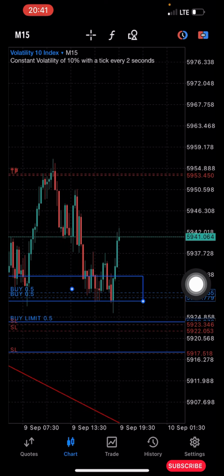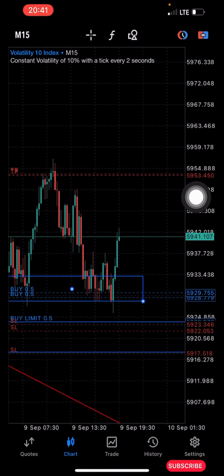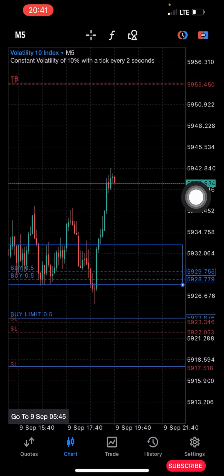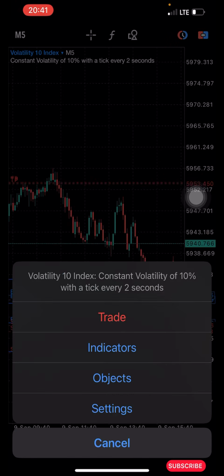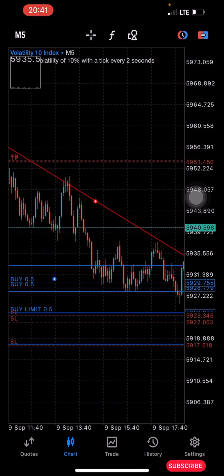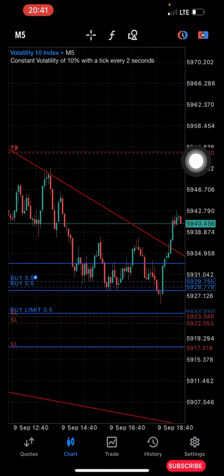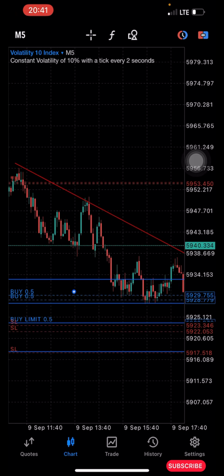But unfortunately, as you can see, price bounced from this area, and it's heading in the up direction now. I can go down to the 5-minute time frame and put another trend line here again. You can see that this is all signifying that price is moving in the upward direction right now on the 15 and the 30-minute time frame. So I'll be holding the trade till price gets to the TP level.